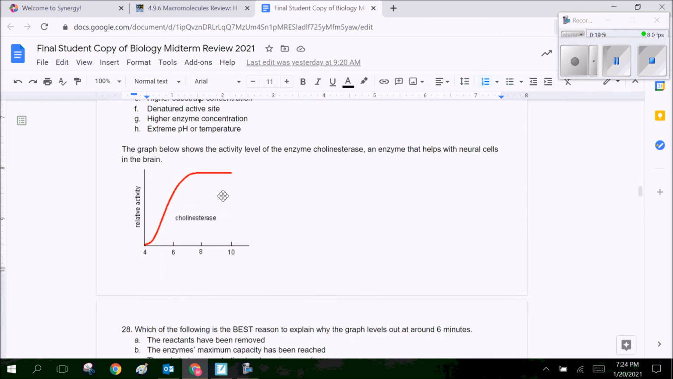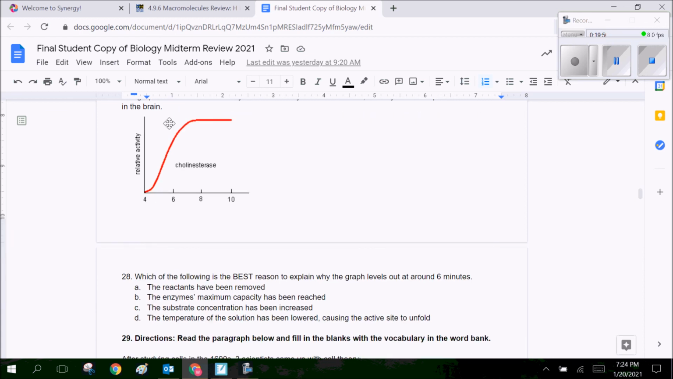Okay. The graph below shows the activity level of the enzyme cholinesterase, an enzyme that helps with neural cells in the brain. Relative activity, here it is. Okay, and then what is the best reason to explain why the graph levels out at 6 minutes? Okay, at this point, notice that the reaction is not shutting down, but it's not happening any faster or slower. So it's basically reached a maximum amount. So it's reached the maximum capacity.